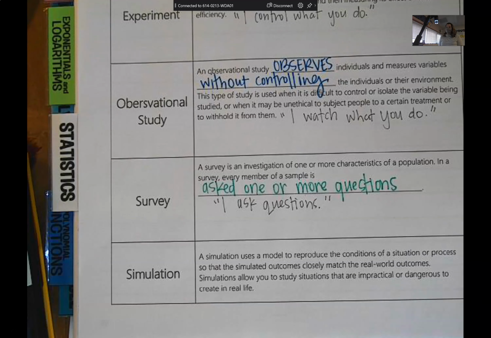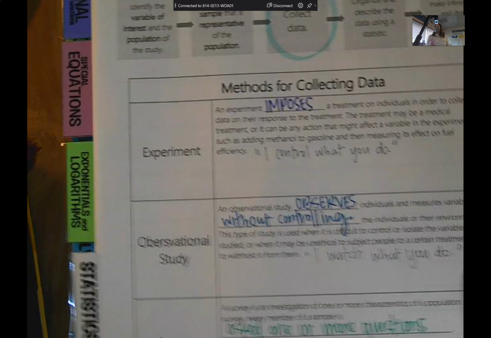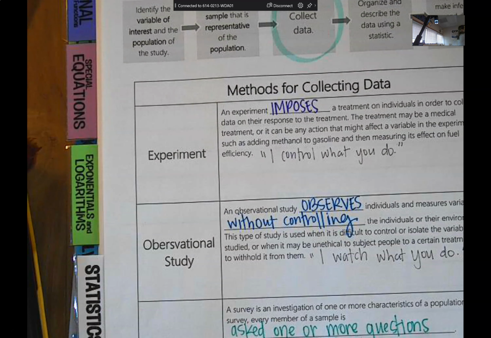An experiment, though, would be me coming in and saying, okay, this half of the room, you have to listen to music while you work, and this half of the room, no music. And then I compare your scores. So I'm controlling who listens to the music and who doesn't.